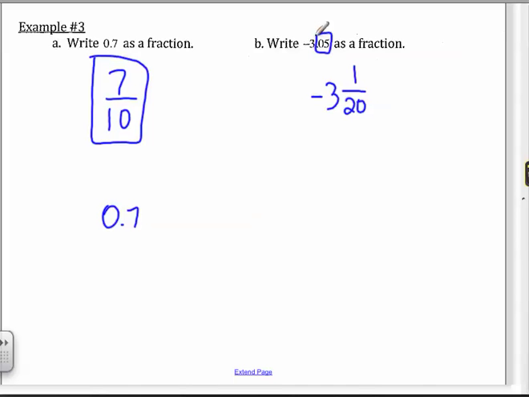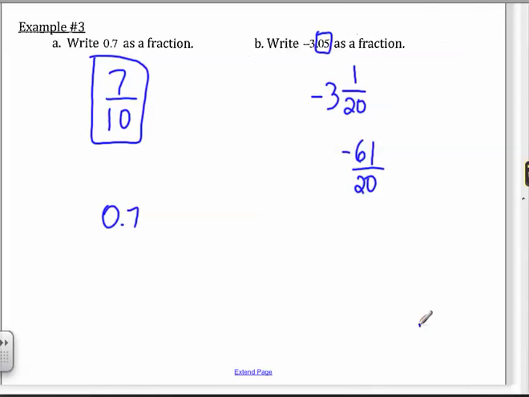Okay? And just do 3 times 20 and I get 60. And then add it to the 1, and I get 61 when I add 1. And then leave it over what? 61 over 20. And remember, it's negative. So we'll say negative 61 over 20.